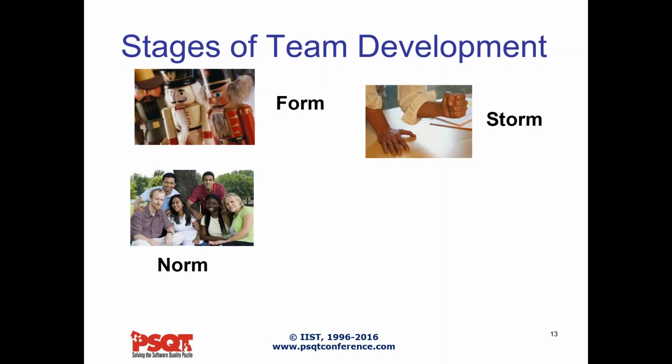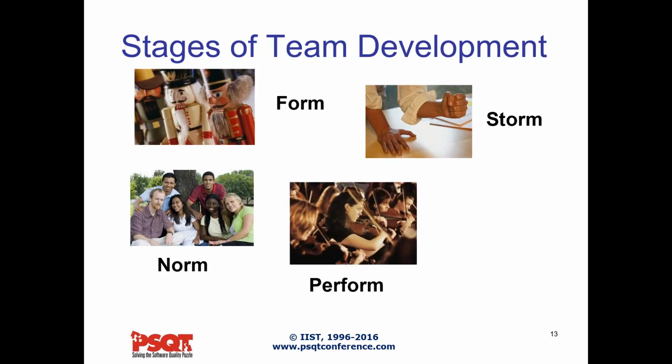The norming phase is where everyone starts to work together. They all are on the same page. They all have the same goals, and they realize they're a part of the team. And then you've got performing.